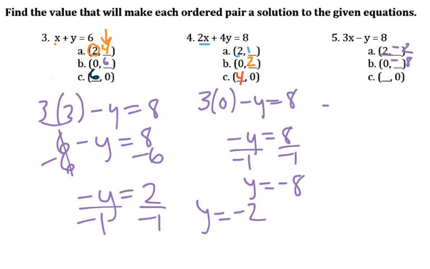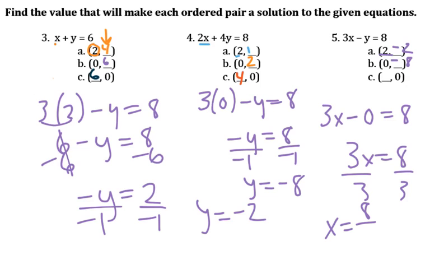And then for C, 3x minus 0 equals 8. So 3x equals 8. Divide by 3. You'd have x equals 8 thirds. You could make that 2 and 2/3, or 2.6. Okay, whichever one you wanted to put in there.